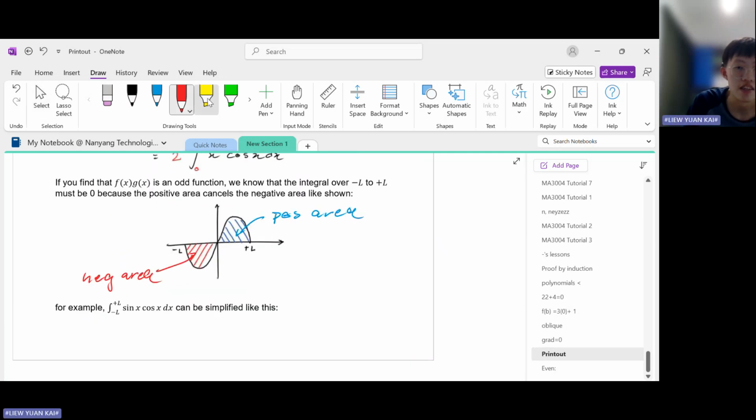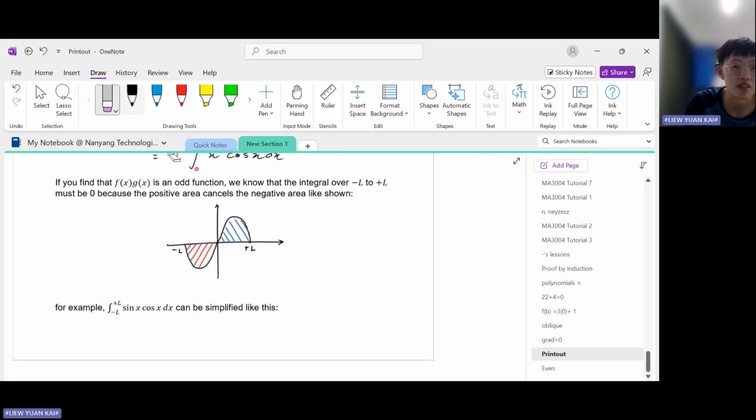Notice that this graph that I draw here is rotationally symmetrical about the origin, right? So when you integrate from negative L to L, the net area is 0, because the positive area added with the negative area will become 0.